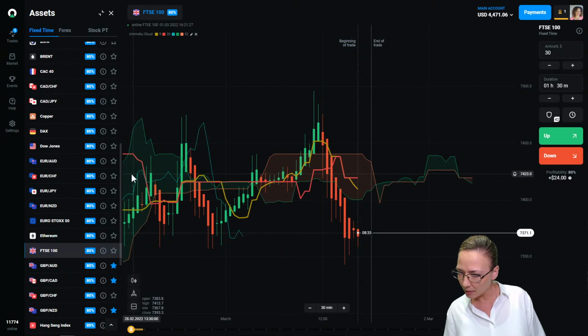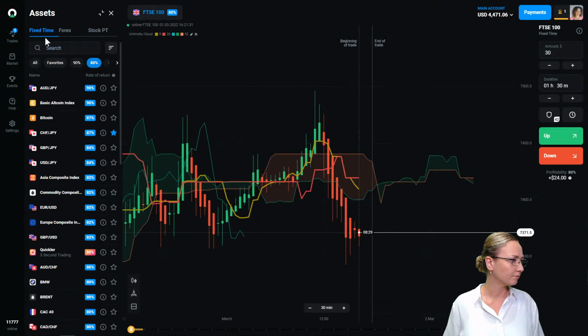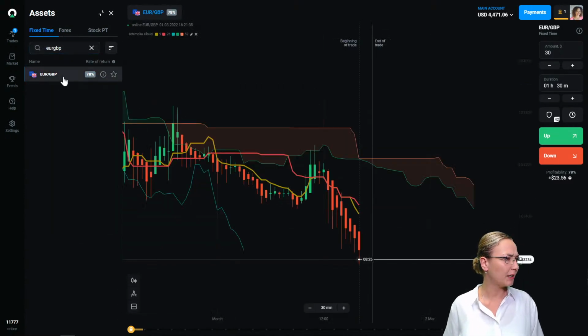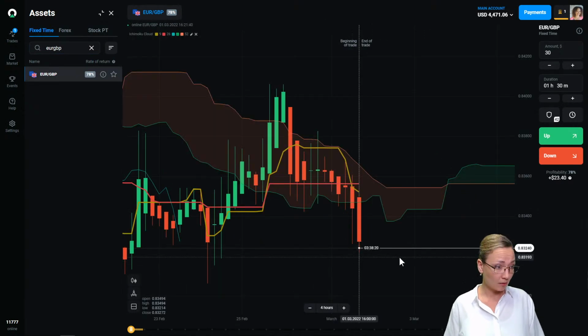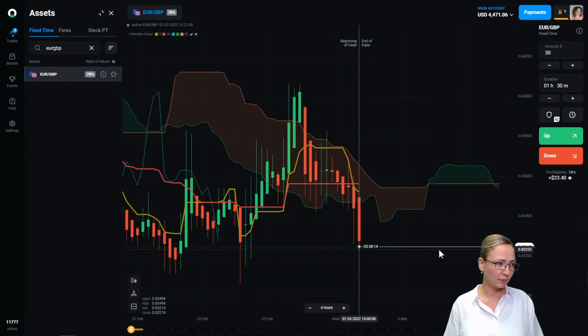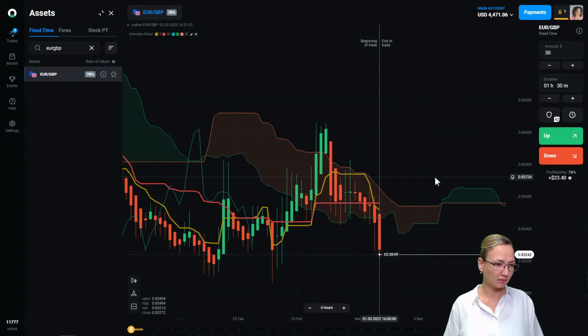Let me see, Euro GBP 4-hour time frame. Let's take a look. Euro GBP on the 4-hour time frame. Oh, I like that. And we've exited the cloud. Big red body candle. Euro GBP cross.